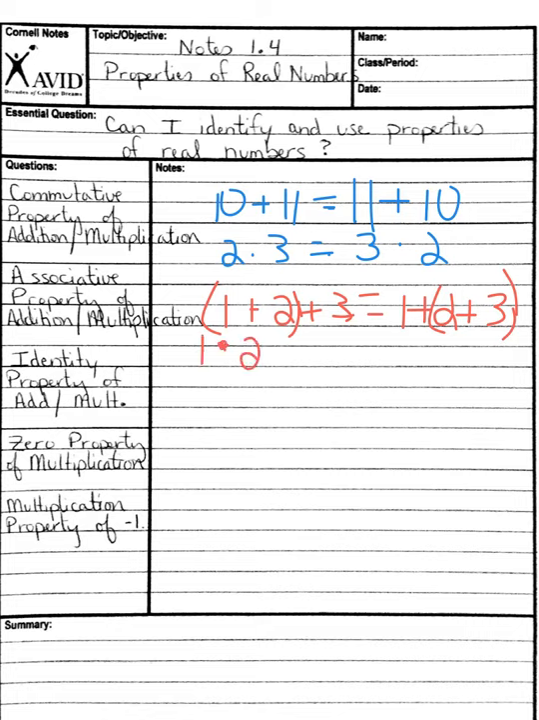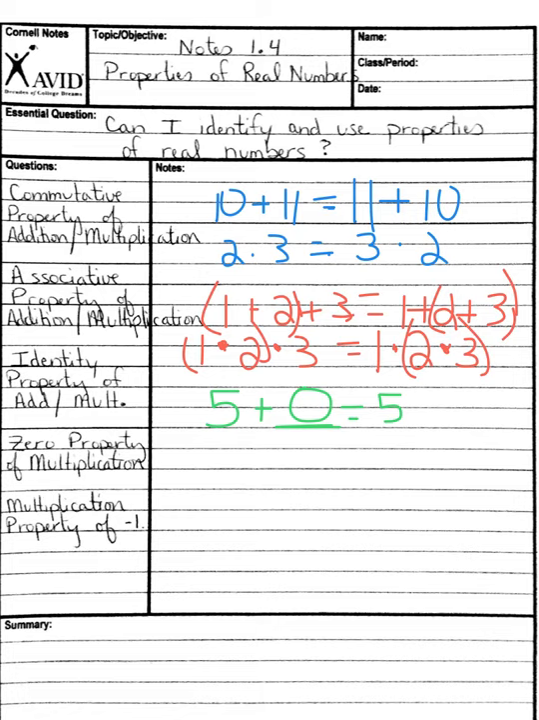1 times 2 times 3, we could group the 1 and the 2 first, or we would get the same answer if we group the 2 and the 3 first. So associative property of addition and multiplication. The identity property of addition and multiplication. For this one, it keeps the identity of the original number. So 5 plus what is going to keep its identity 5? Well, we know 5 plus 0 will keep its identity.